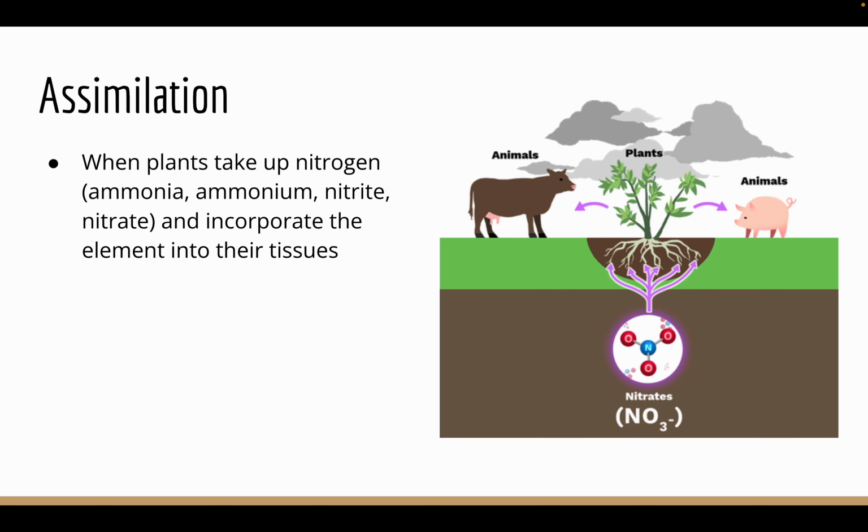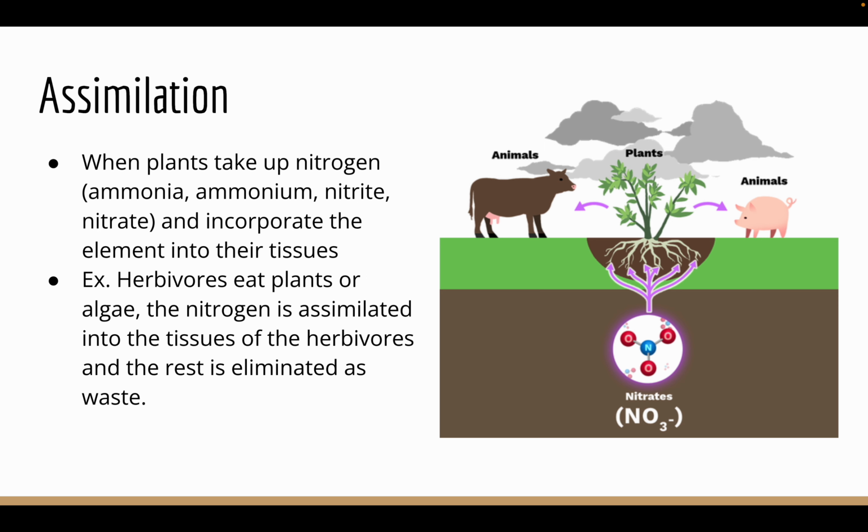When plants take up nitrogen, ammonia, ammonium, nitrite, and nitrate, and incorporate the elements into their tissues, this is assimilation, meaning like becoming a part of something. Example, herbivores eat plants or algae, the nitrogen is assimilated into the tissues of the herbivores, and the rest is eliminated as waste.